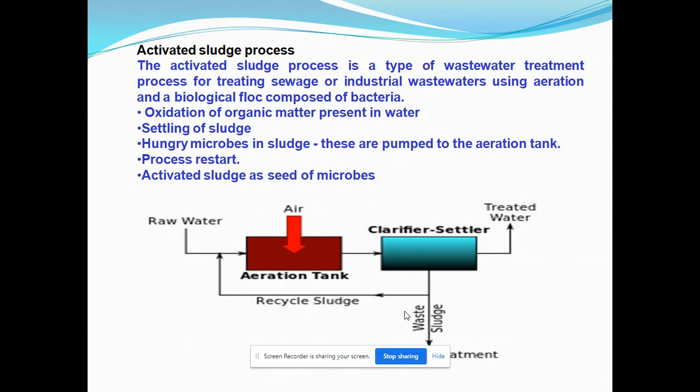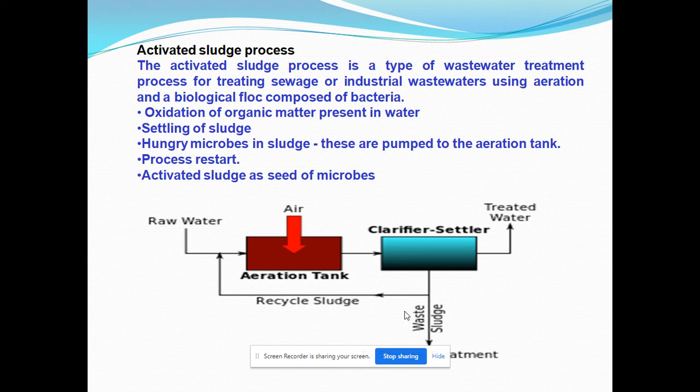Activated sludge process. So, activated sludge process is a type of wastewater treatment process for treating sewage or industrial wastewater using aeration and a biological floc composed of bacteria. In this process, the aerobic bacteria present in the aeration tank biochemically oxidize organic matter present in sewage wastewater. As a result, more and more microbes are produced.